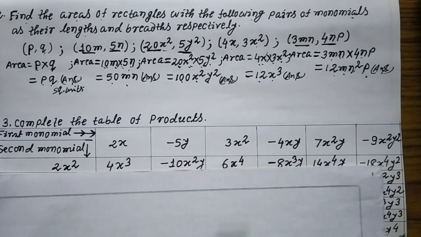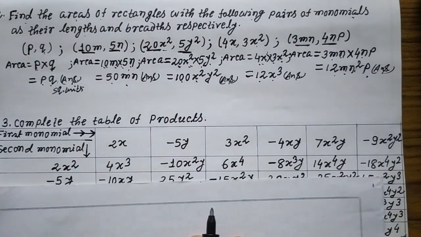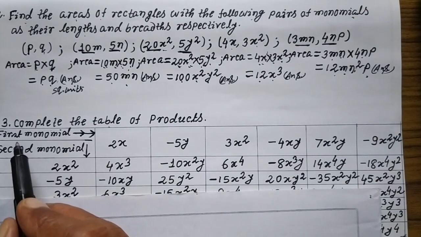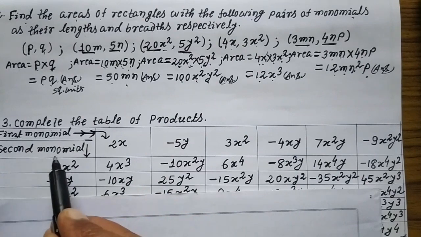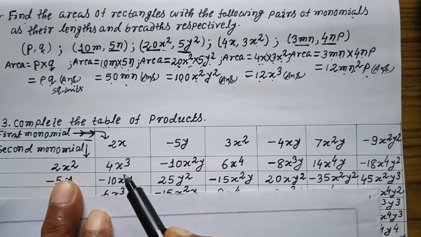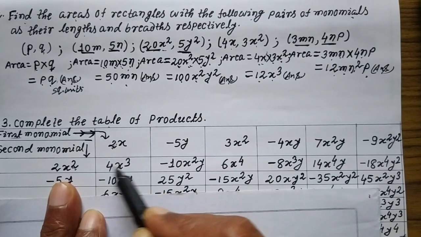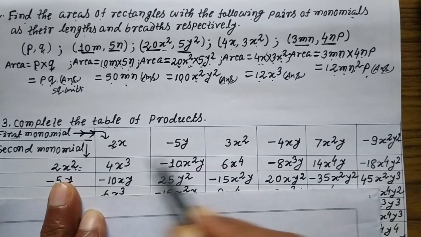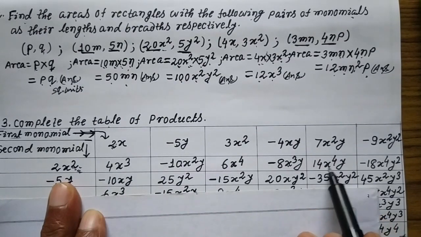Next, question number 3, complete the table of the products. A table is given with monomers. Multiply monomer with monomer. This is the first and the second. Keep your finger here, so this will be multiplied with this, and you get that result. This is multiplied with that result, and this is multiplied with that result.